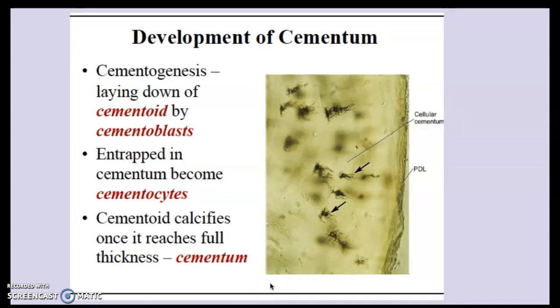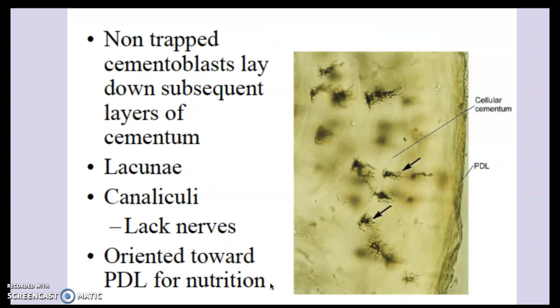Development of cementum, cementogenesis, that's development of cementum. That occurs with the laying down of cementoid, and cementoblast is what lays it down. The cementoblasts then become entrapped in the cementum, and then they become cementocytes, they mature. The cementoid calcifies, and once it reaches full thickness, then it becomes cementum. The cementoblasts that aren't trapped, they lay down more layers of cementum.